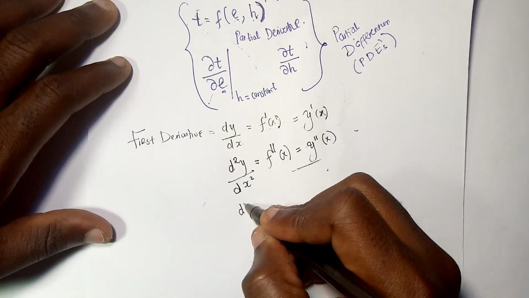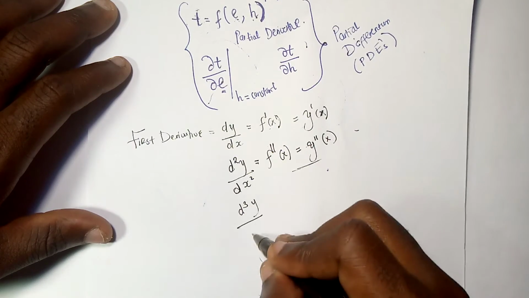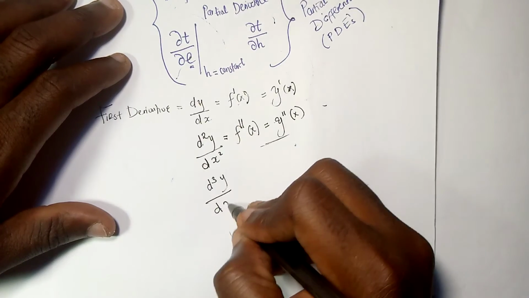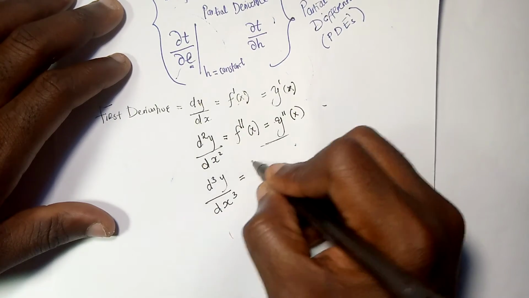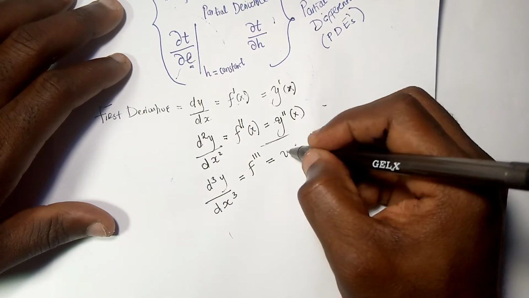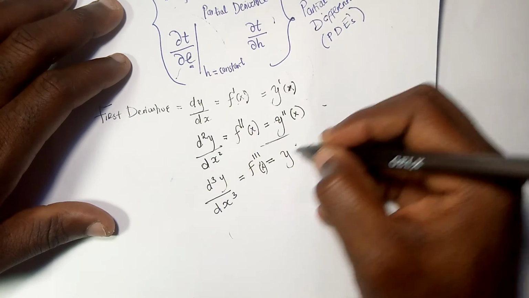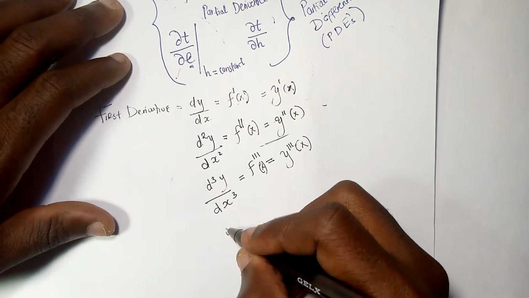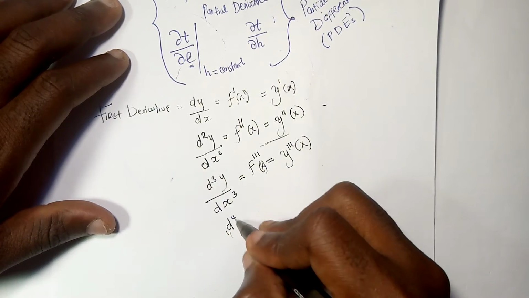You can get the third derivative also. So the third derivative can be d cubed y over dx cubed, it's a function of x, y triple prime of x. You can also go ahead and get the fourth derivative.